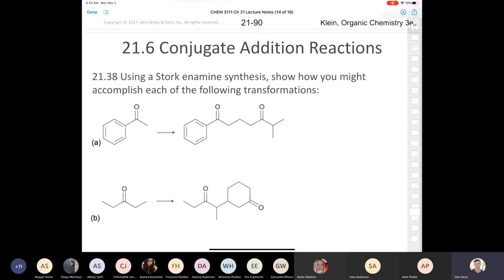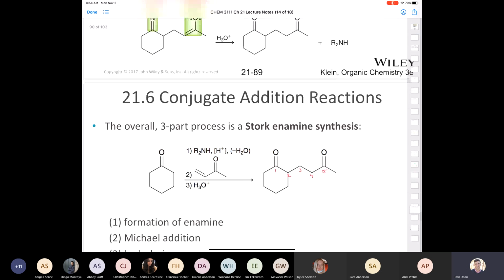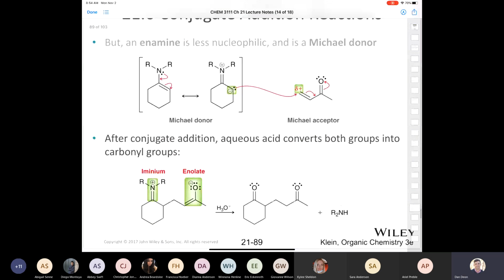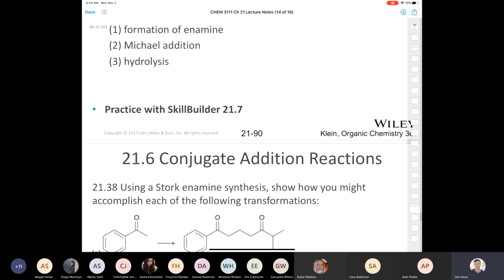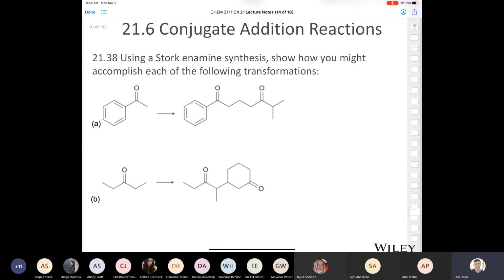Problem 21.38: using a Stork enamine synthesis, show how you might accomplish each of the following transformations. It doesn't really matter what enamine you form. For this step, what are your R groups going to be? We're usually going to choose just dimethylamine. Nothing fancier than that. So we're going to start with dimethylamine in the first step.